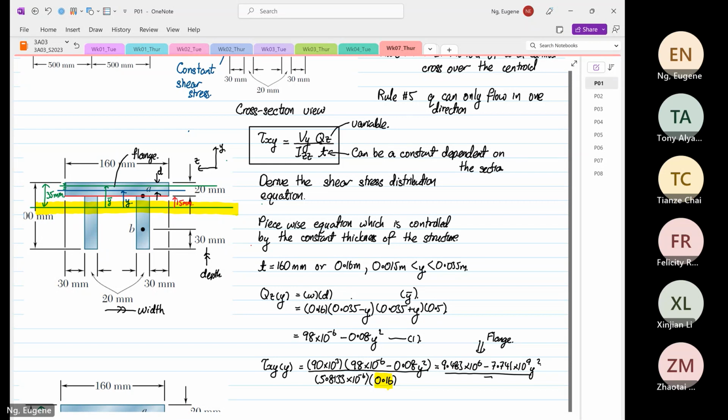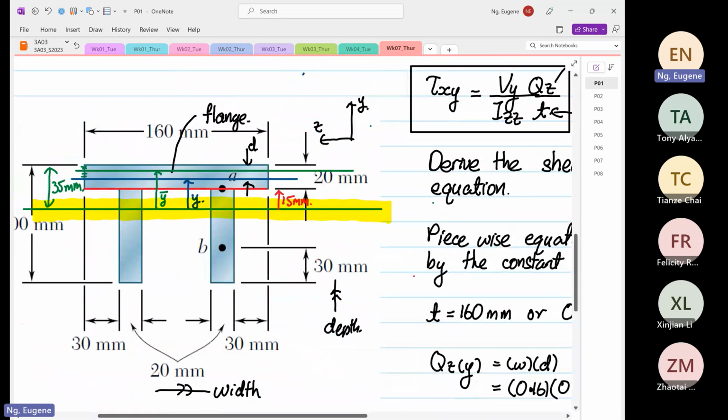Can you re-explain the depth? Re-explain which one? The D. D is the depth of the structure. Because y is your variable, so that is your depth to the blue line.